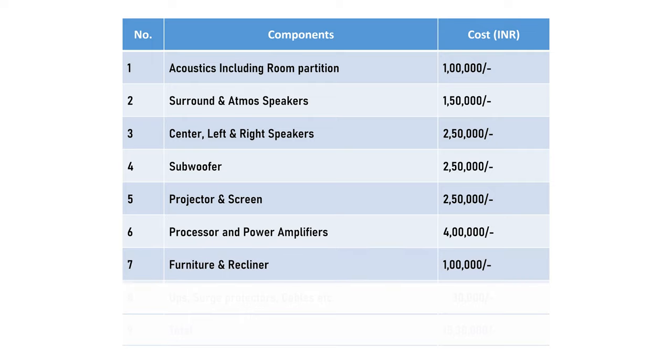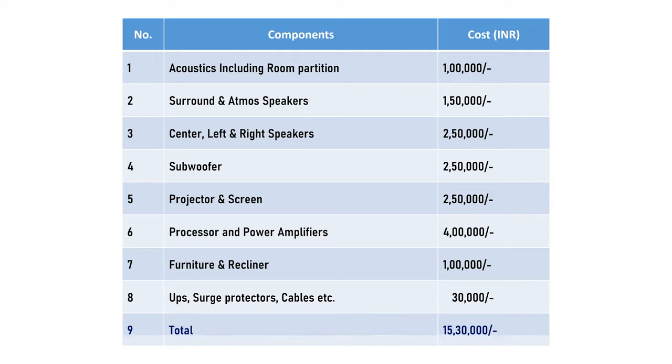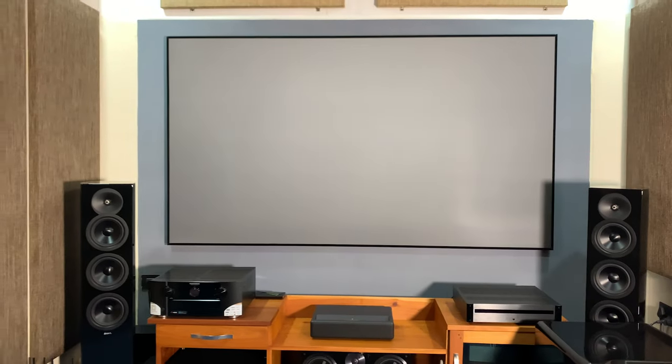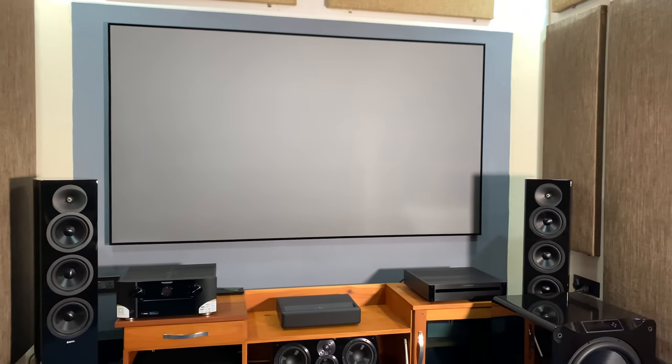Then the UPS and surge protector cost will sum up to around 30k. So a total of 15 lakhs plus is the cost for the entire home theater. But the good thing is that out of the 15 lakhs, 14 lakhs were spent on the equipments themselves. So the quality of the audio and video will be much better than the usual 15 lakh home theater built by professionals. So that's all from my side today.